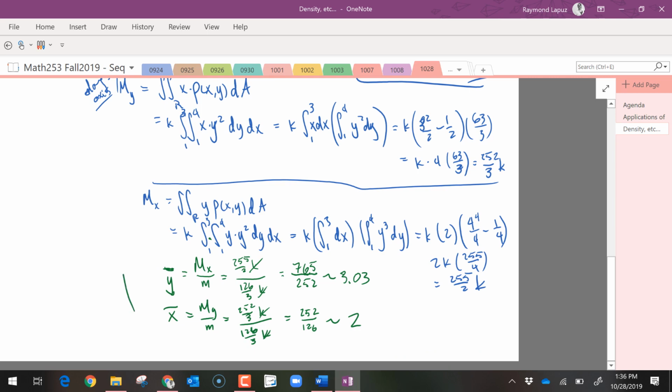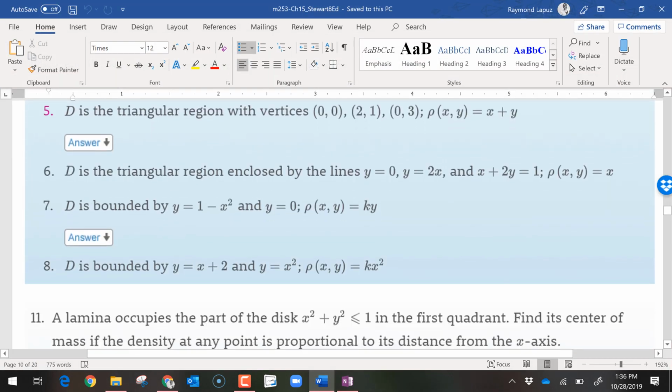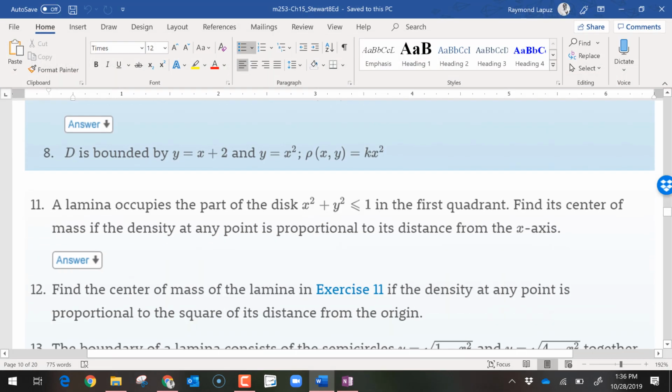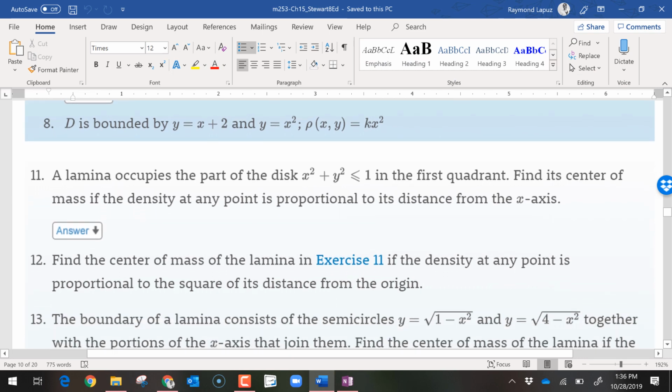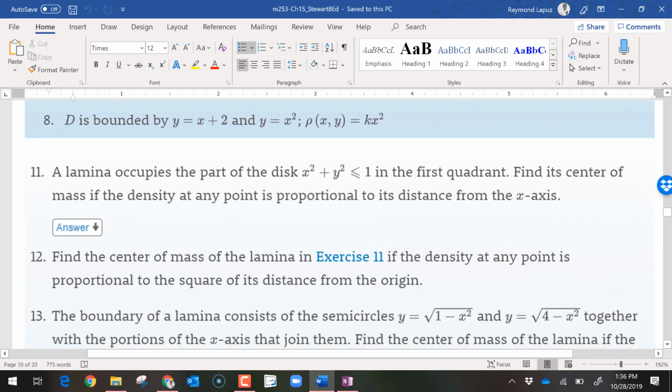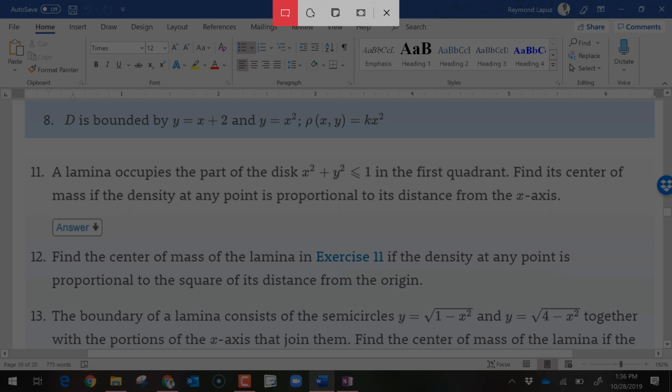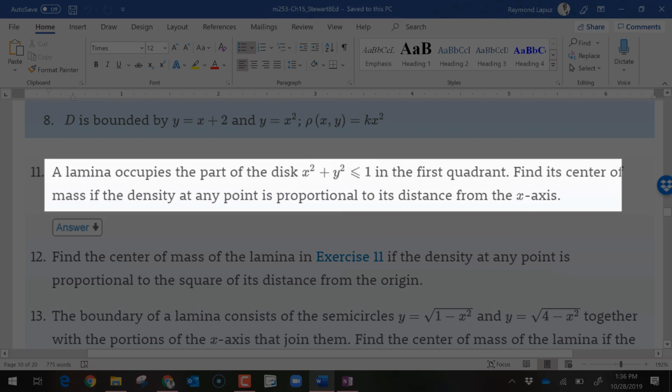All right. That's fine. Let's go on. Let's do number 11, where it doesn't actually have a formula. It just talks about the center of mass being proportional to the distance from the x-axis.